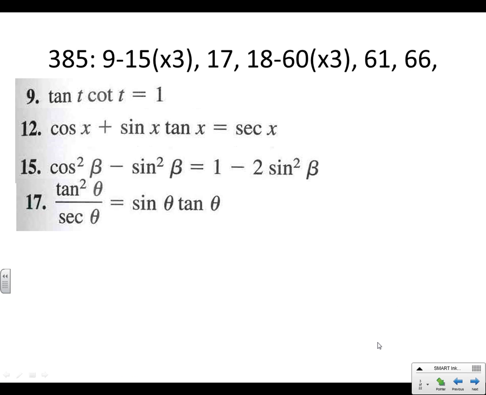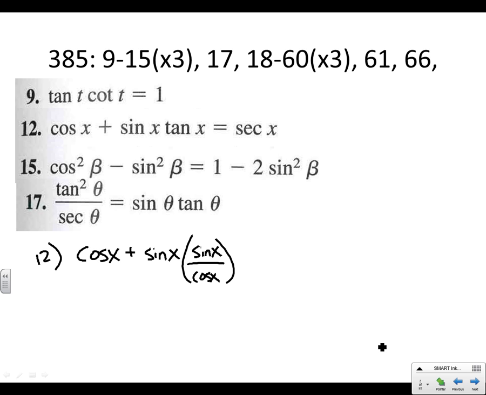Alright, here we go. Solutions for the even problems for homework 5-2. Let's start with 12, cosine x plus sine x. Tan x is the more complicated side, so let's rewrite this, turning everything into sines and cosines. So sine x, and then tangent is sine over cosine.